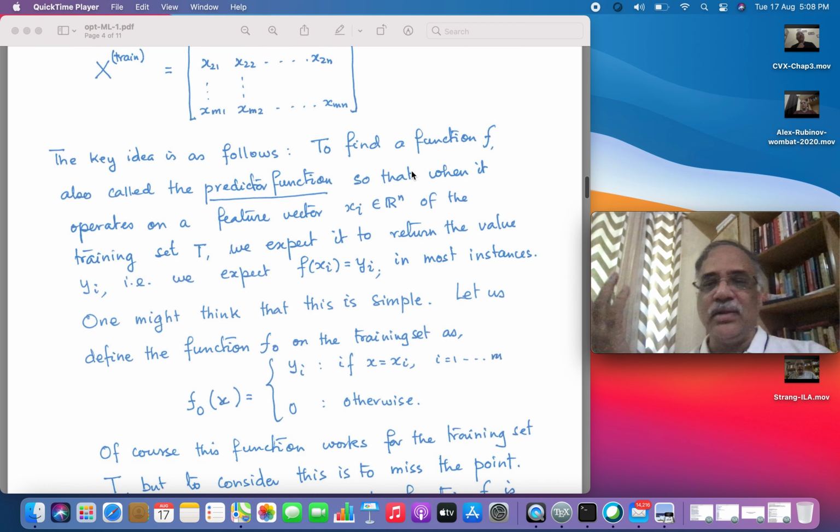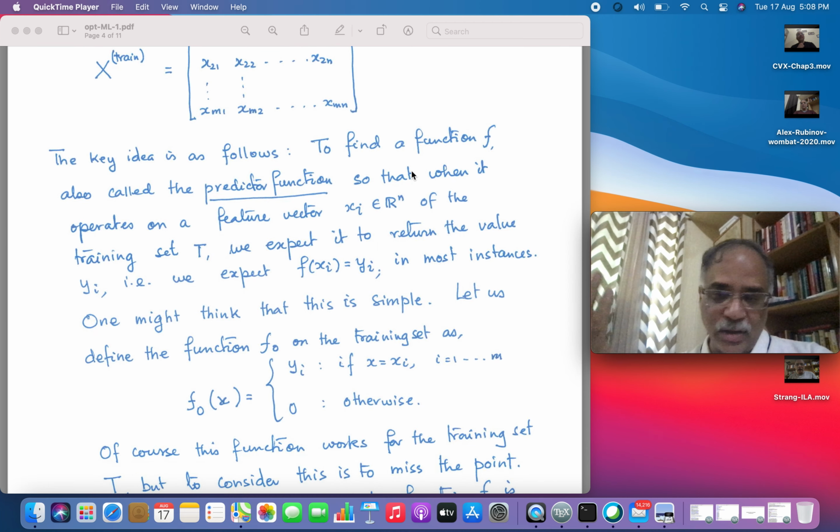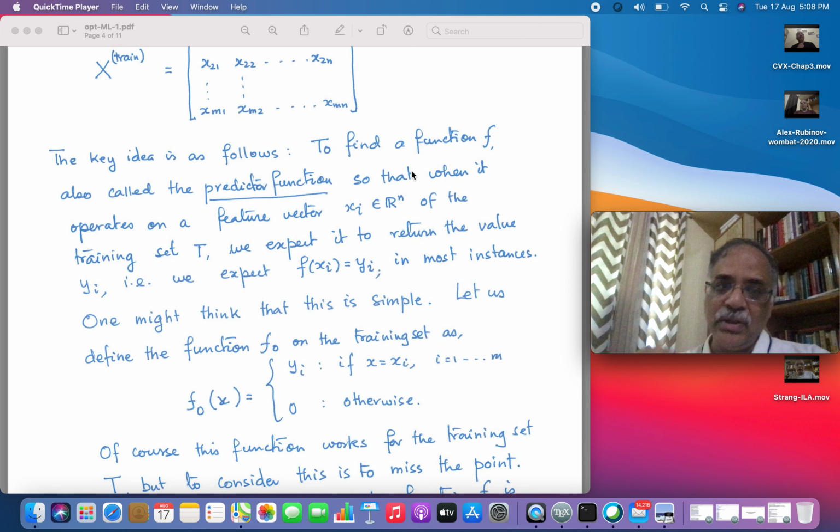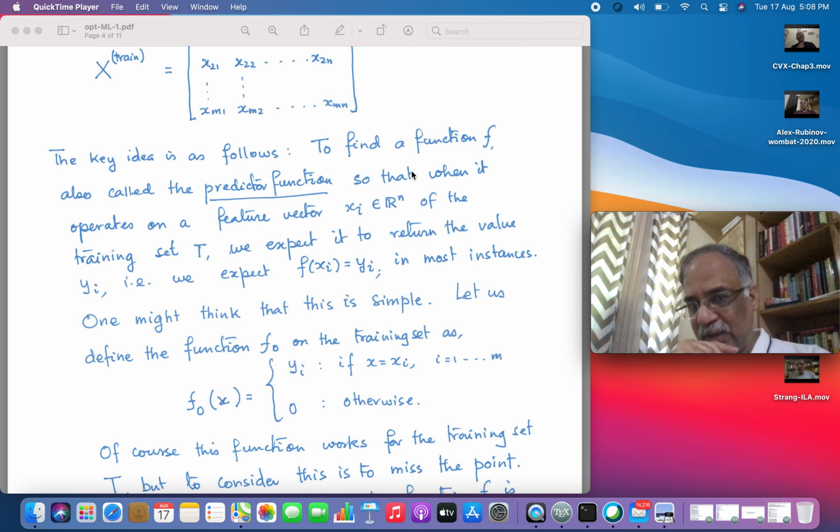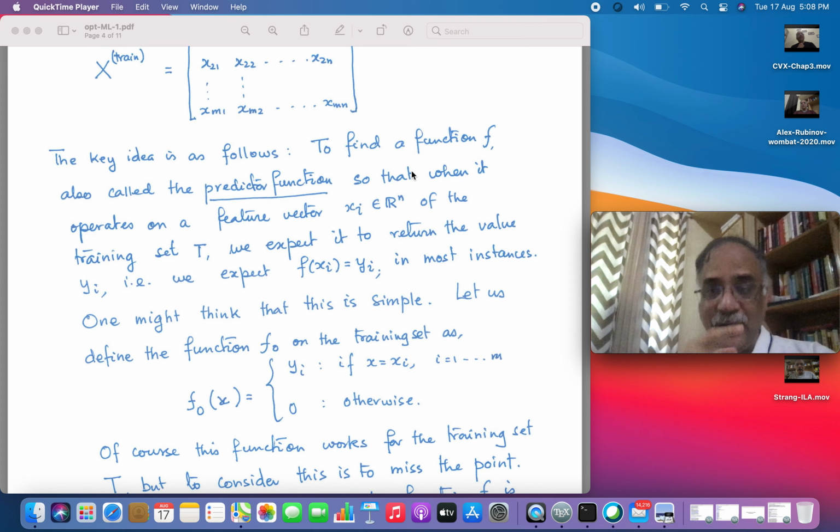Now you can say, oh, that's not a very big deal, I can construct such a function. So you construct a function f0(x) which gives me yi whenever x is equal to xi and 0 otherwise. But the goal of constructing this function f, or the classifier, is not to just handle the test set, the training set.